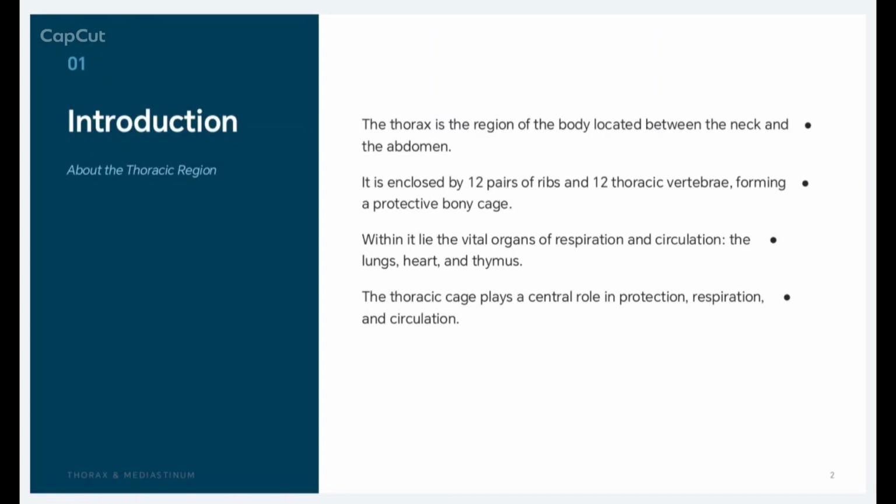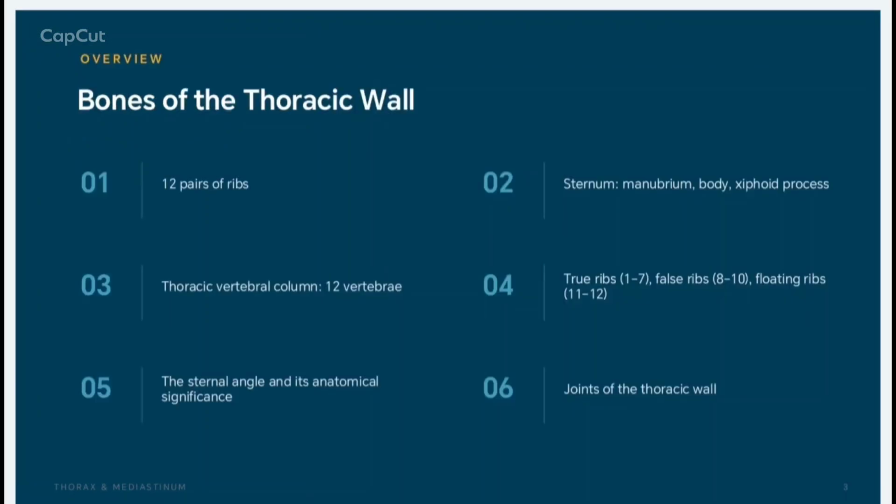Overview of the bones of the thoracic wall, we can categorize the framework into 6 primary components. First, we have the 12 pairs of ribs, which provide the lateral curvature. Second is the sternum, composed of the manubrium, the body, and the xiphoid process. Third, we look at the posterior support, the thoracic vertebral column with its 12 vertebrae.